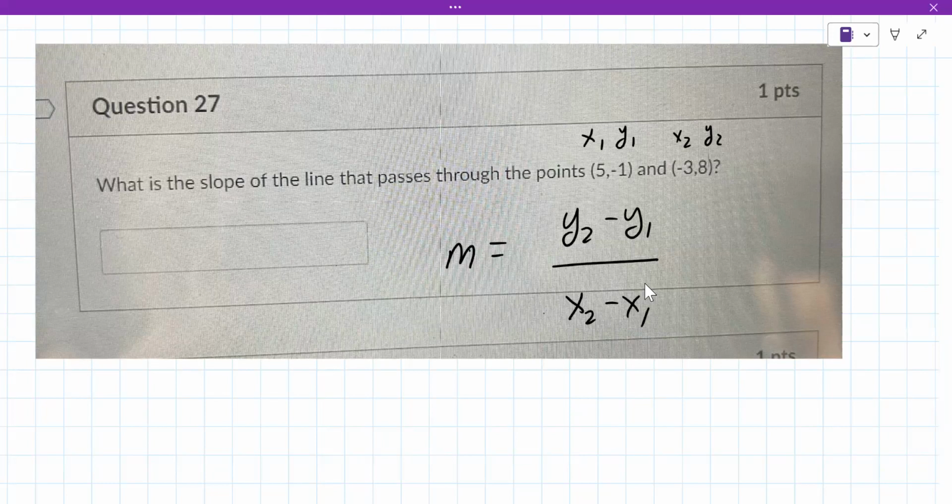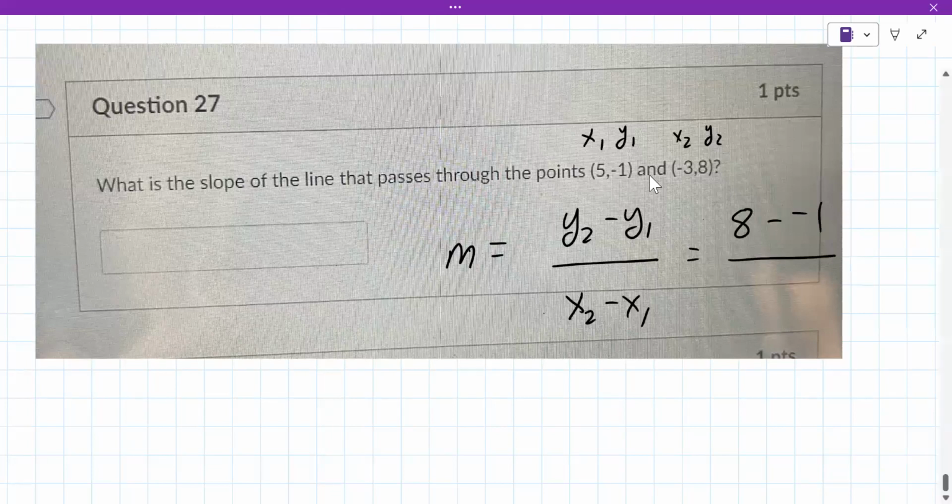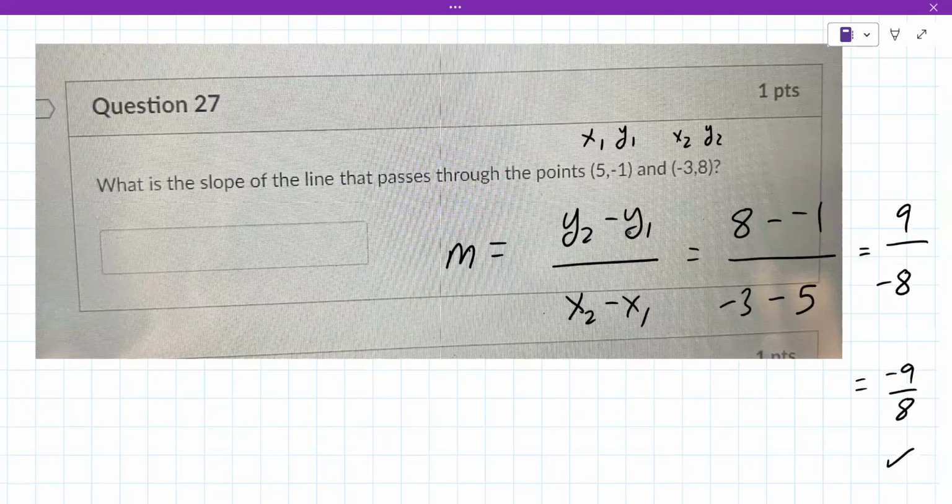So I got -9/8. So it's 8 minus a -1 in the numerator. That y2 really should come first. You can flip these, but it's better to use the standard conventions. Then -3 minus 5 on the bottom. So I got 9/-8 or -9/8. Does that match what you said? Yeah. Okay, I thought I heard something different. That's good. Hopefully your thing accepts fractions. Yeah, it does. Okay. I never know. Sometimes you get some oddities.